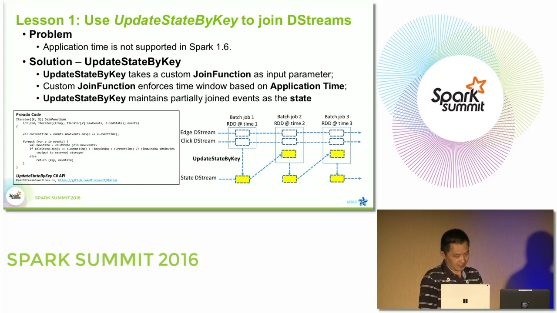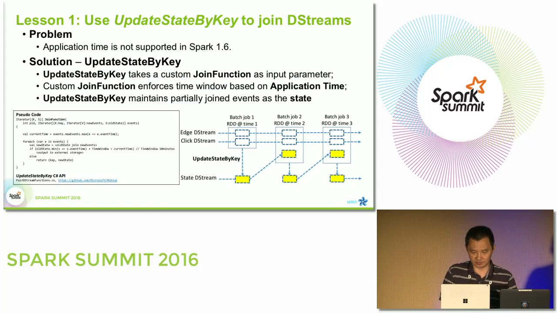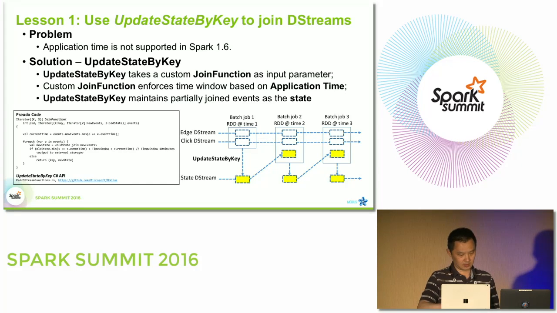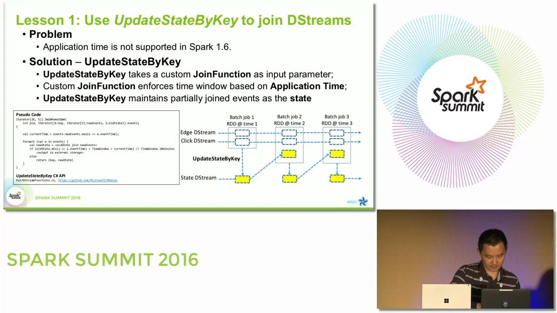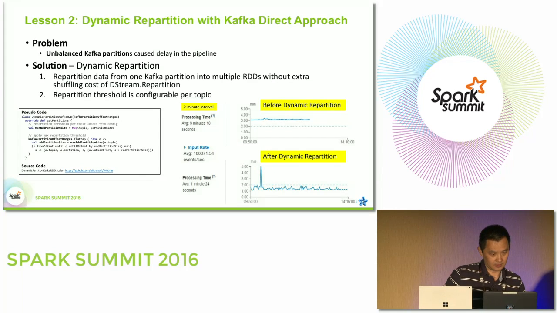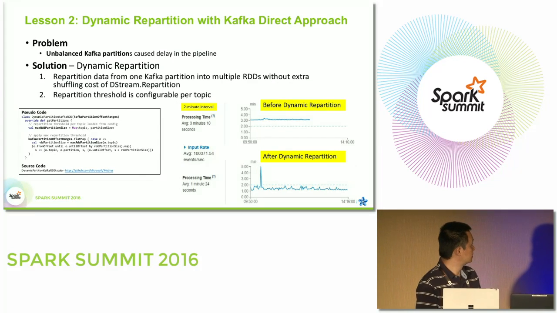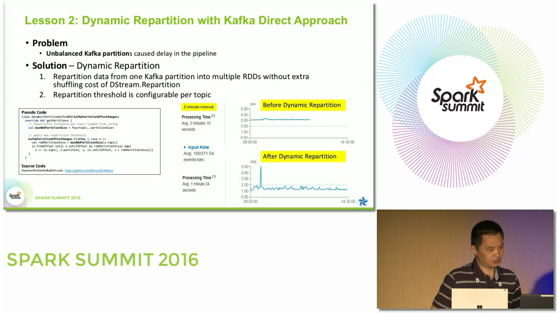To summarize, the updateStateByKey API is the right option for application time-based join operations, and it works just fine as expected for us. So let's move to the next slide. That's lesson 1. Let's move to lesson 2.